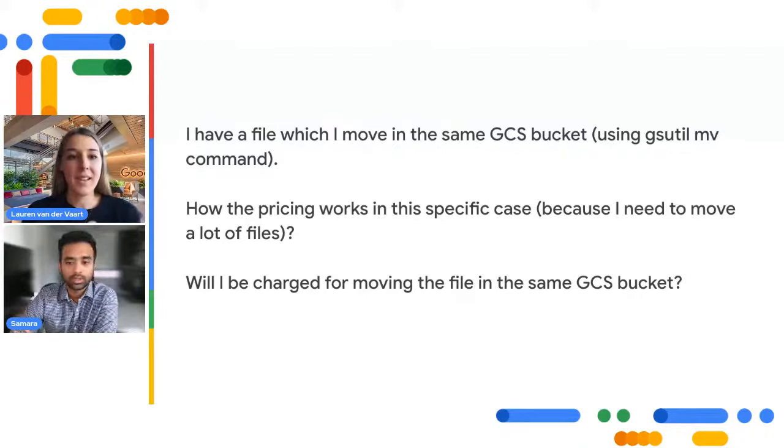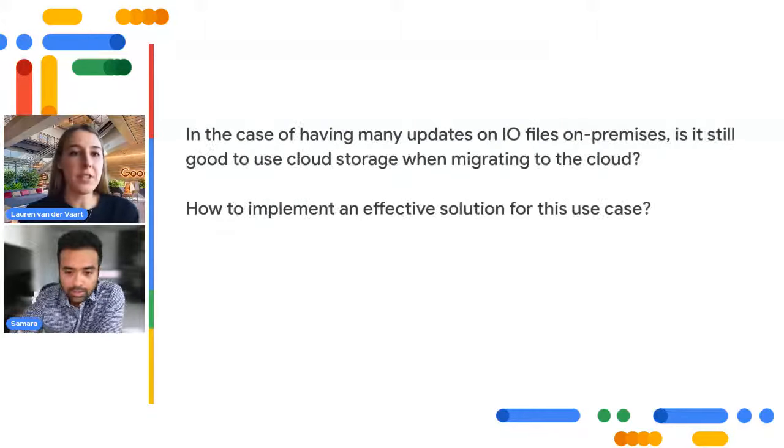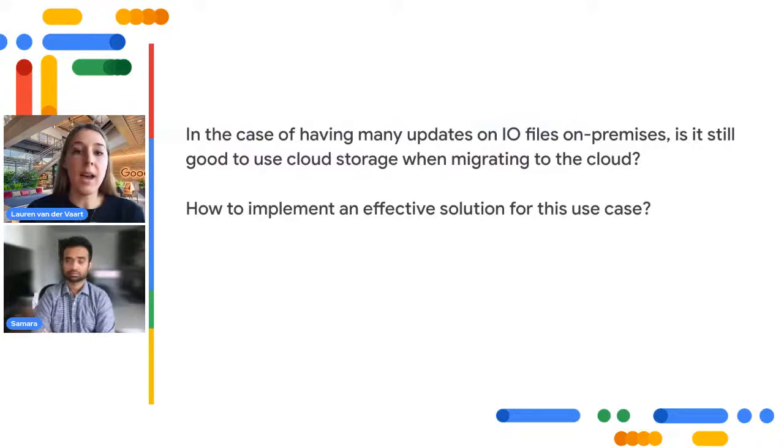Makes sense. All right, we'll go to one more and then hop over to the live chat for now. In the case of having many updates on I/O files on-prem, is it still good to use cloud storage when migrating to the cloud? How to implement an effective solution for this use case?